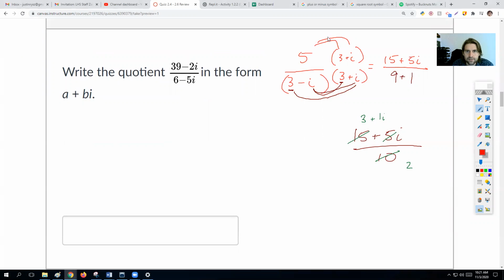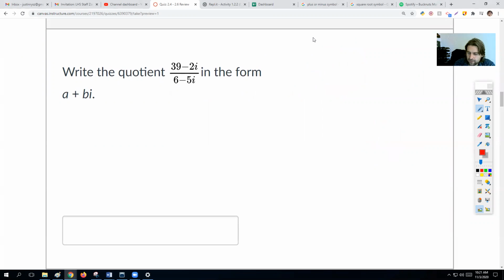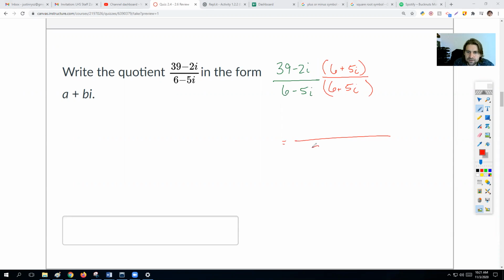Okay, next. Write the quotient in the form a plus bi. Same problem here, just maybe a little bit more complicated: 39 minus 2i over 6 minus 5i. So we need to multiply the top and bottom both by 6 plus 5i. All right, so let's take care of the bottom, using the conjugate trick. 6 times 6 is 36. Negative 5i times 5i becomes a negative 25i squared, which becomes a plus 25.